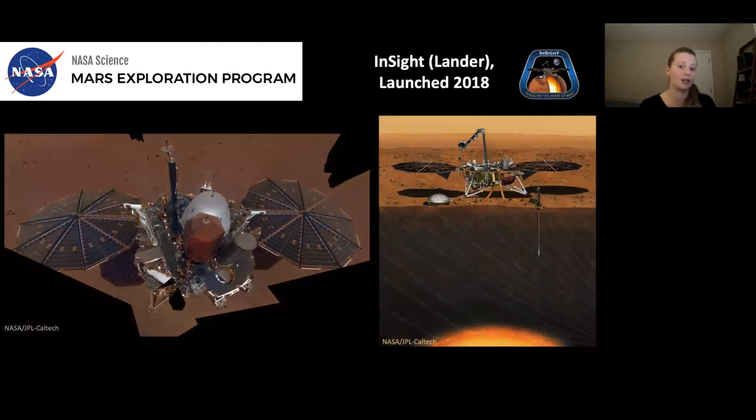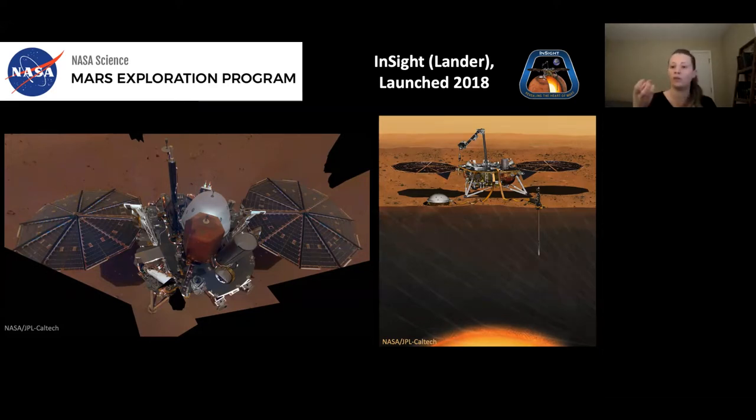This landed on the surface in late 2018. And this mission is really unique, especially because it has a seismometer used to detect any seismic activity, as well as a temperature gauge that will go relatively deep into the subsurface. And this mission seeks to uncover how Mars formed and evolved by investigating the interior structure and composition. So it will determine the rate of Martian tectonic activity and meteorite impacts.